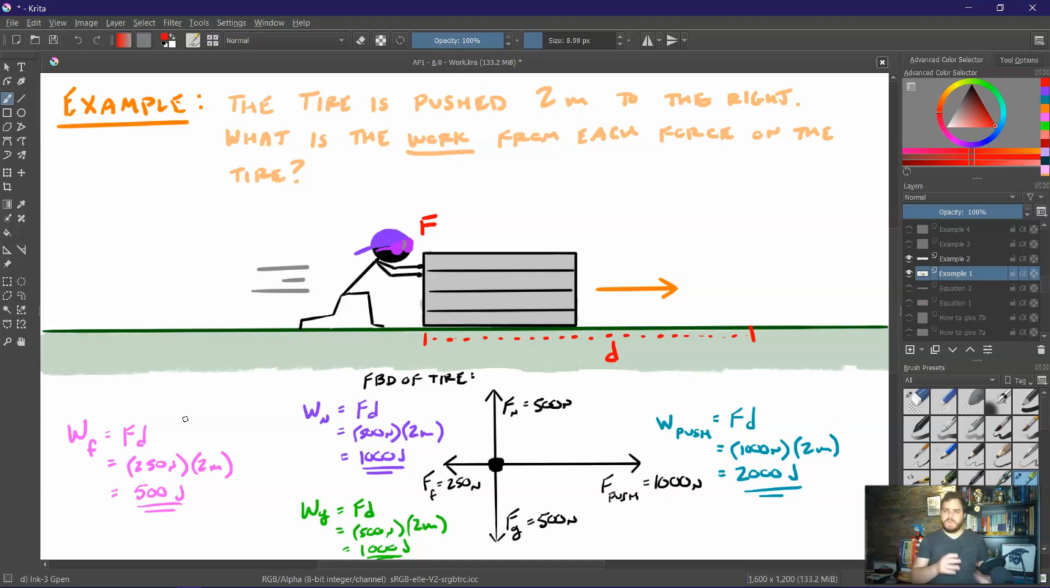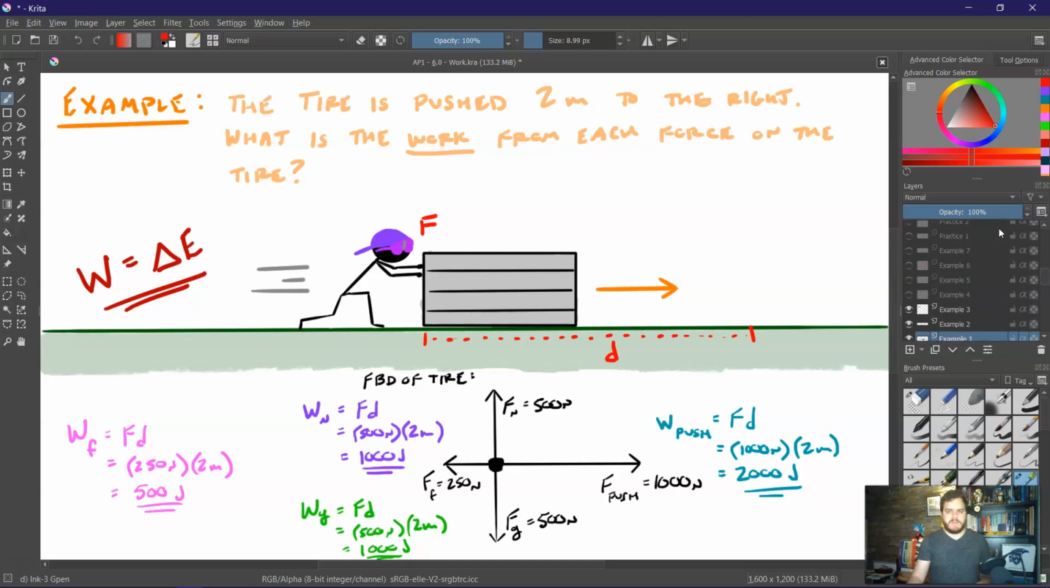Let's kind of go through these one at a time and see if this really makes any sense, because remember, work is a change in energy. So if we have a positive work, that means the energy of the object should be increasing. Okay, so let's look at the first situation. Let's look at the push. Well, if I push it with 1,000 newtons over 2 meters, that's going to cause the tire to speed up. That's going to cause it to gain motion energy. So I would say, you know what? I think this makes perfect sense. This would be positive 2,000 joules.